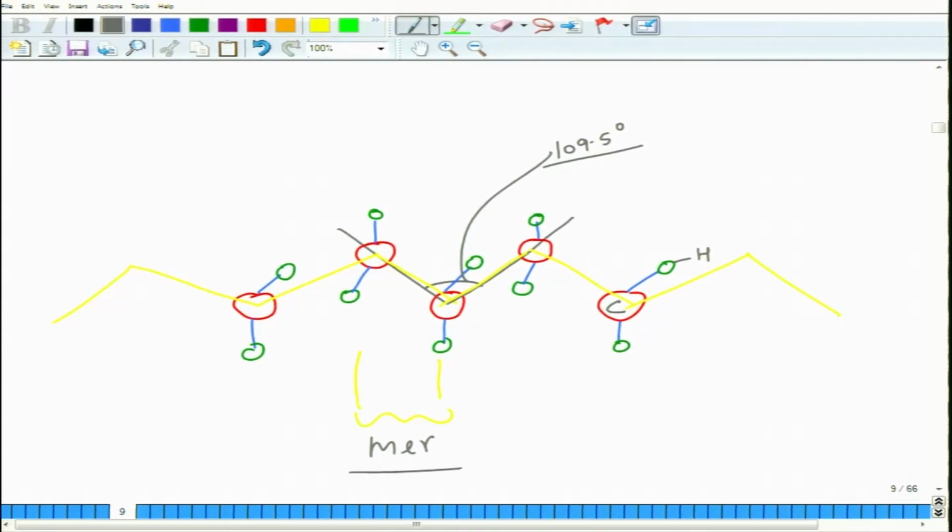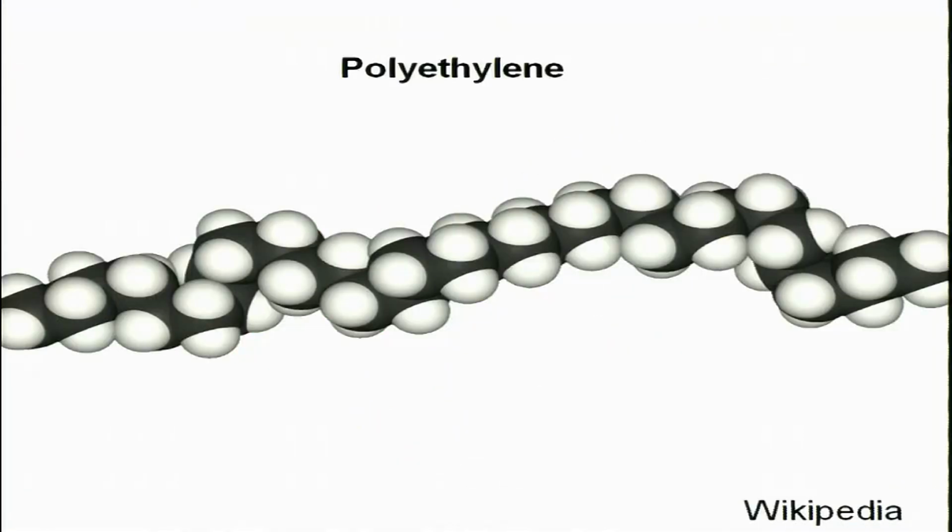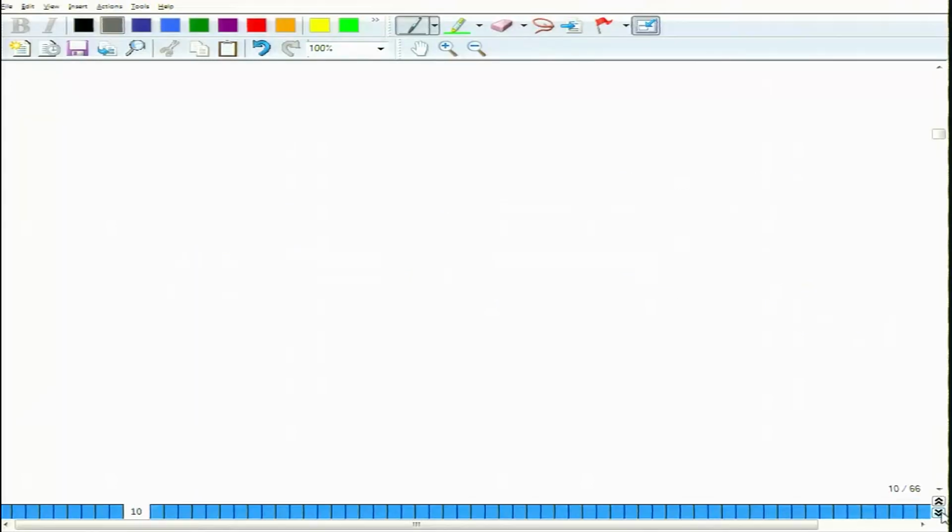So I will just show you a graphic representation of how it looks. So this is the graphic representation of how the chain would look. You have a carbon atom somewhere in the center, and then you have these hydrogen atoms at various angles. So 1, 2, 3, 4 like that. All right. Okay.